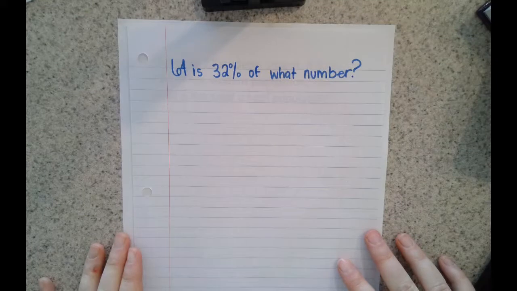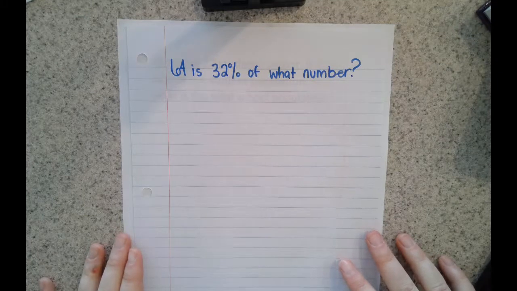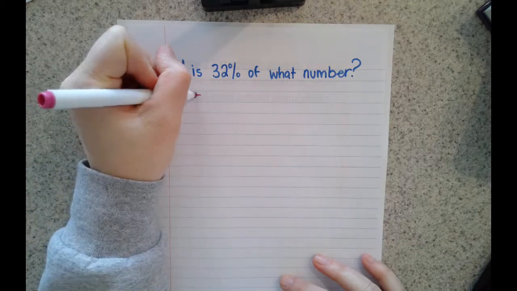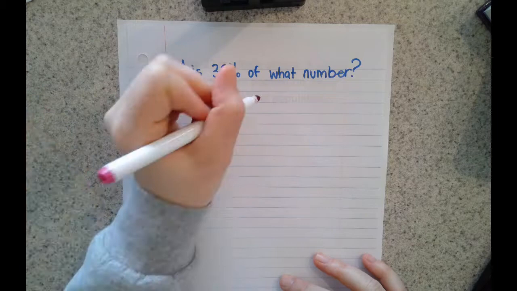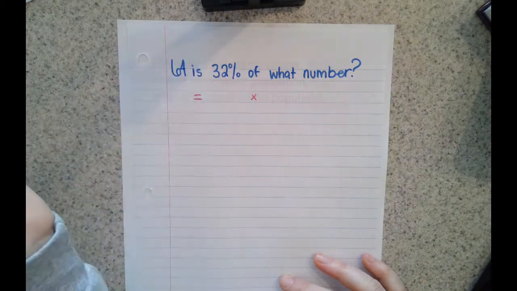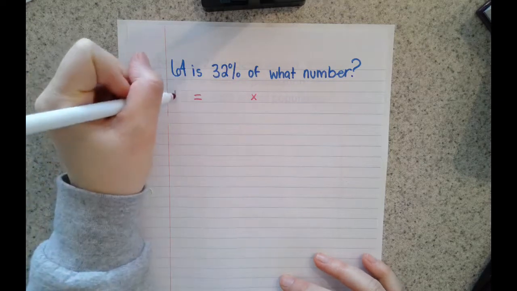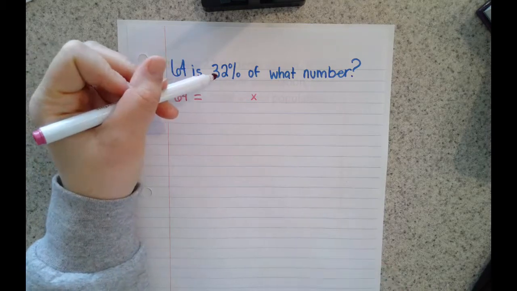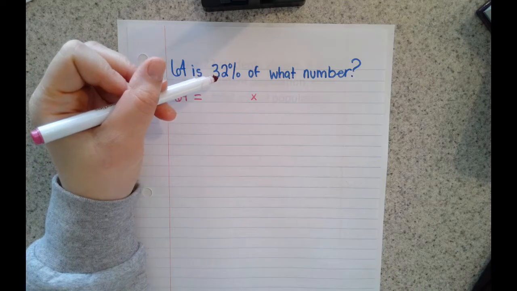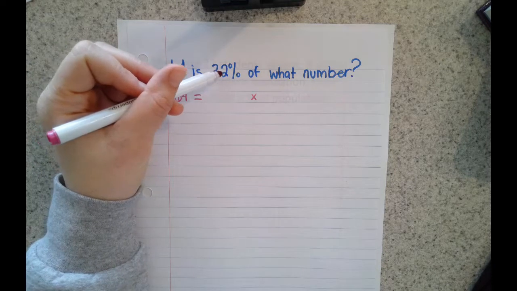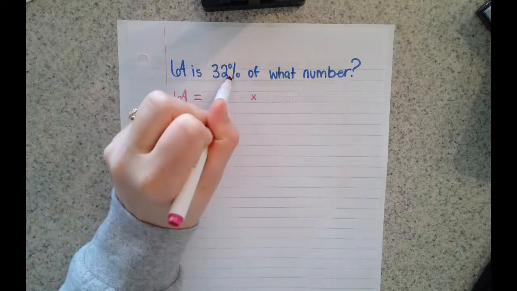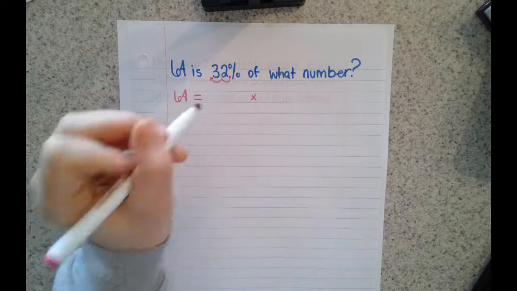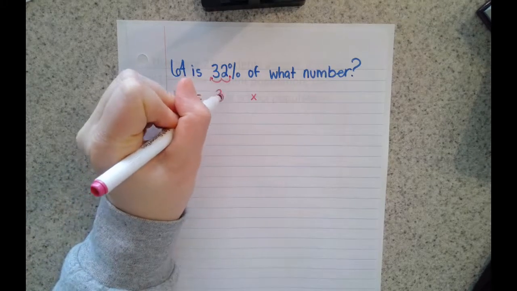64 is 32% of what number? I know that "is" often means equals and "of" means multiply. The 64 I can just drop straight down. "Is" means equal. Now before you drop the 32% down, you cannot do math with a percentage. We need to convert this to a decimal first. In order to convert to a decimal, you just move the decimal over 2 spaces left, and this becomes 0.32.